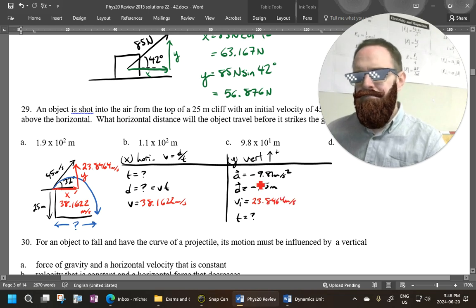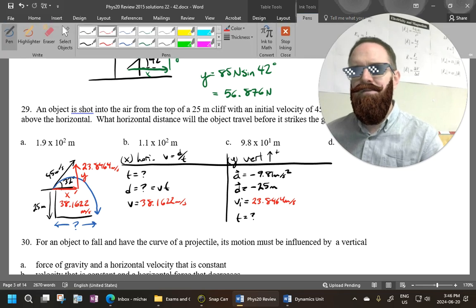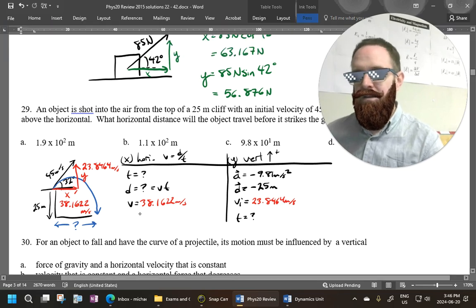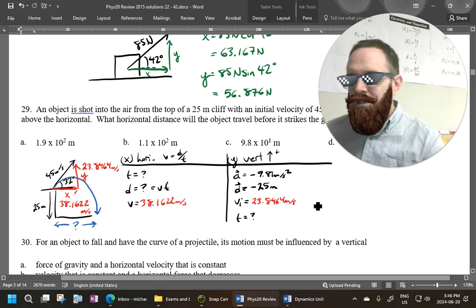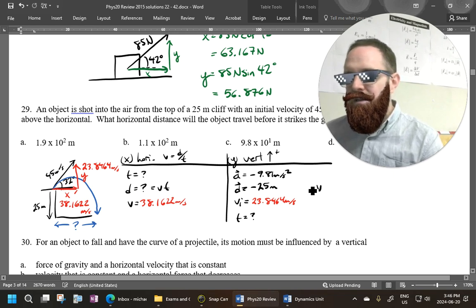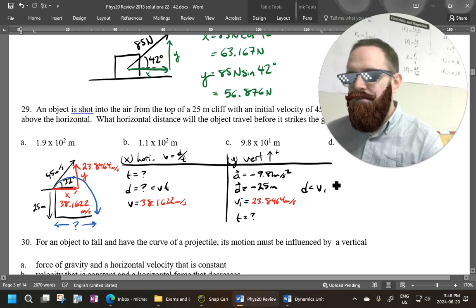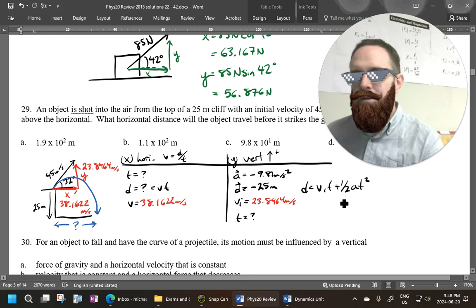Okay. Then we just have to pick the appropriate formulas here. So we want to find time, so I can use the time on this side over here. It looks like I'm probably going to want to use VD is equal to VIT plus 1/2 AT squared, right? Yep.